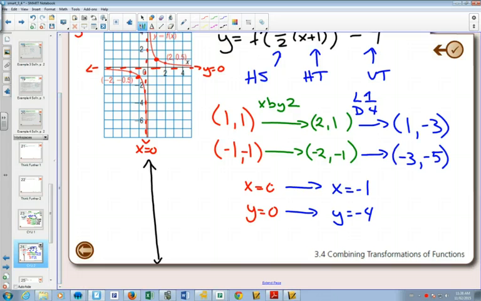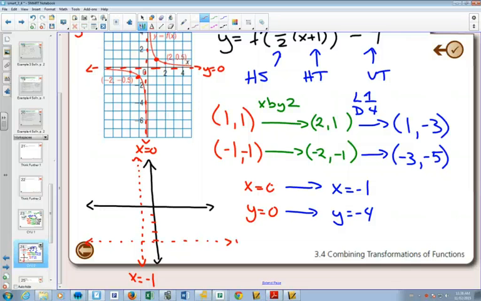For this one, I think it makes sense to graph our new one on a separate graph so it doesn't get complicated. If you have one of those little graph papers, you can stick it into your notes, or you can just draw a set of axes. x equals negative 1, start with that asymptote and label it. And y equals negative 4. Would look like that.